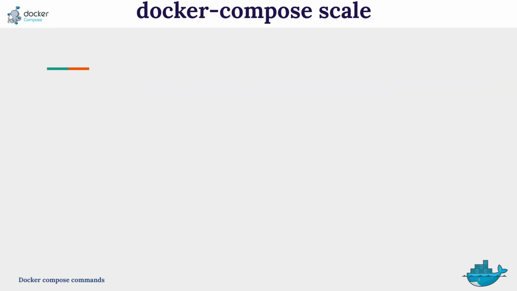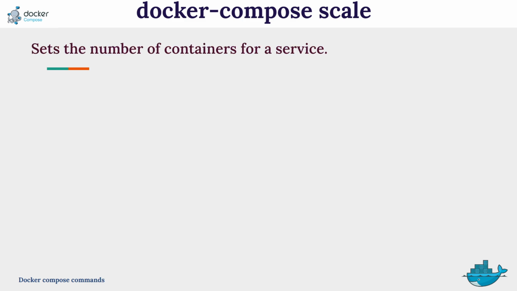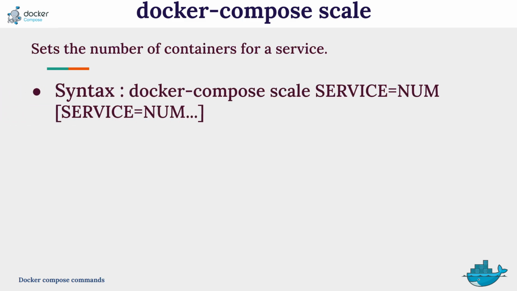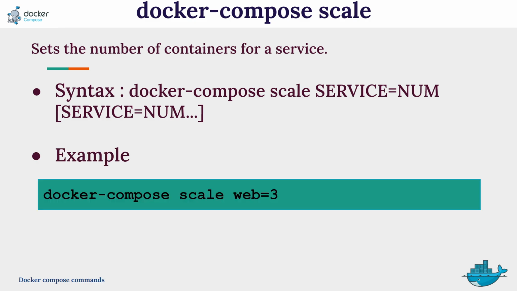Next command is docker compose scale. Sets the number of containers for a service. Let's see the syntax. The usage of the docker compose scale command starts with the docker compose scale keyword, service=num, service=num. Adjusts the number of running instances for a service.